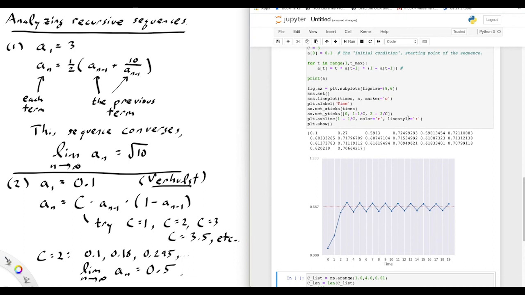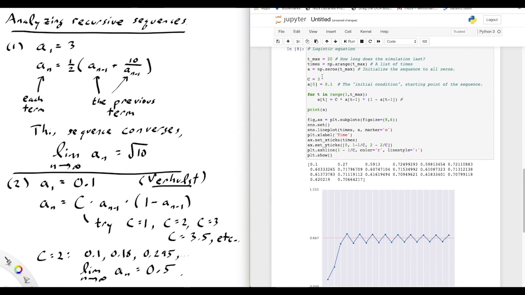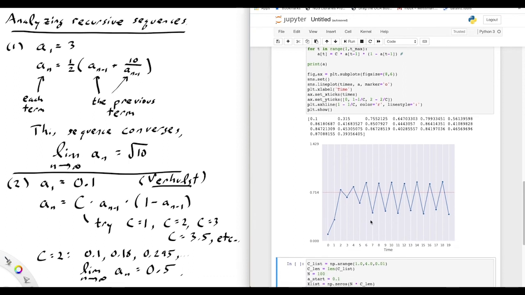Now something more interesting happens when I set C to be a slightly larger number, like 3.5. If I run the simulation again, remember, this is the same equation. This is the recursive sequence which starts at 0.1, and each term is this C parameter times the previous term times 1 minus the previous term. All that I'm changing is this C parameter. In this case, the dynamics are more complicated.